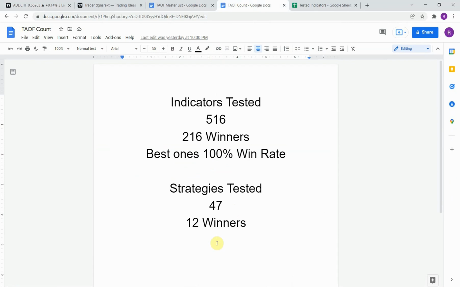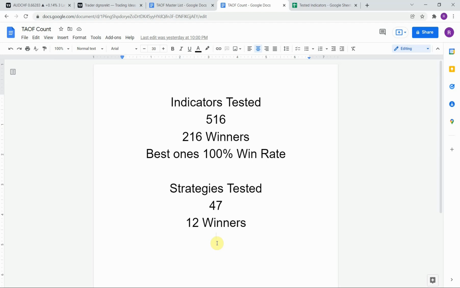So to date, we have tested a total of 47 different strategies, with 12 of them being profitable. We have also tested a total of 516 indicators, with 216 of them being winners. The best ones so far were able to achieve a 100% win rate. Now you need to go back and watch those videos to understand the context of how they were able to achieve that. So go back and watch those videos and see what you can get out of those winning indicators.